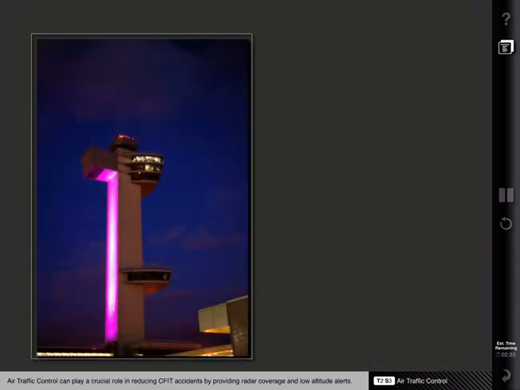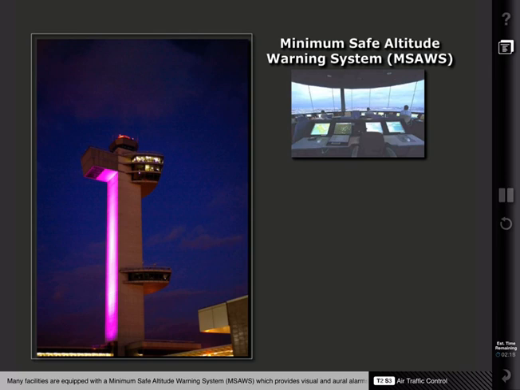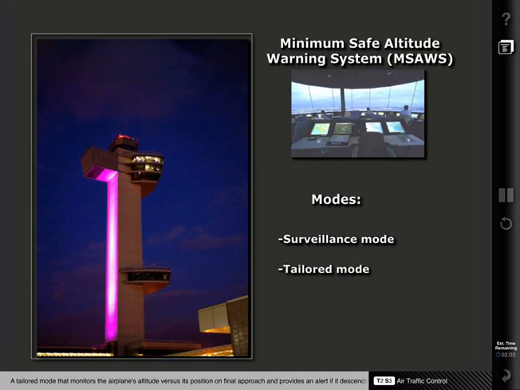Air traffic control can play a crucial role in reducing CFIT accidents by providing radar coverage and low-altitude alerts. Many facilities are equipped with a minimum safe altitude warning system, or MSAWS, which provides visual and aural alarms when an aircraft descends too low while approaching an airport. The system operates in two modes. A surveillance mode provides minimum sector altitude alerts in the terminal area, and a tailored mode that monitors the airplane's altitude versus its position on final approach and provides an alert if it descends too low.